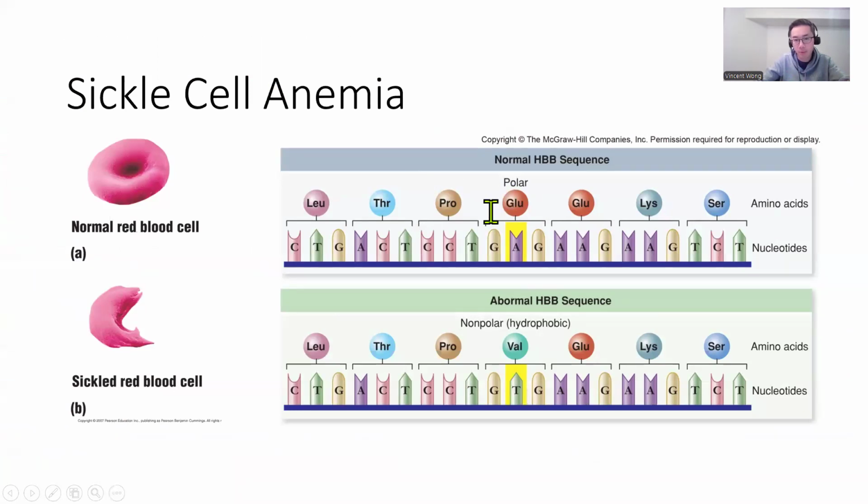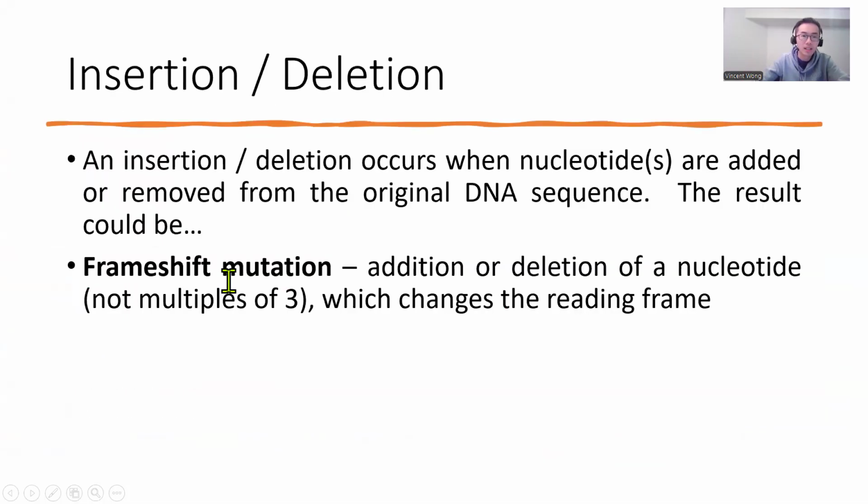Sickle cell anemia, right? Polar one to non-polar one. It changes the shape of your red cell. We talked about this before. Okay. Now we're going to talk about indels, or insertion deletions. When you add or remove nucleotides that are not multiples of 3, it can change the reading frame. What is a reading frame?